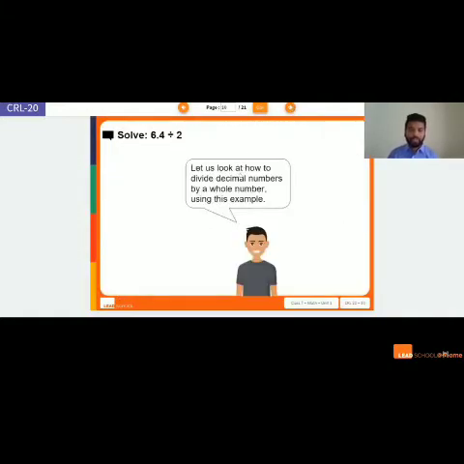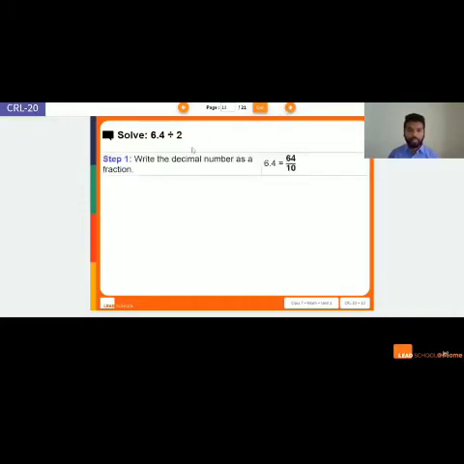Alright, now let us look how to divide decimal numbers by whole number using this example. 6.4 divided by 2. Alright, so step 1. I will write down my decimal number as a fraction. Correct? Step 2. I will write the corresponding multiplication statement. That is, I will replace my division by multiplication symbol and 2 will be replaced by my reciprocal. Okay, these two steps have to happen together.